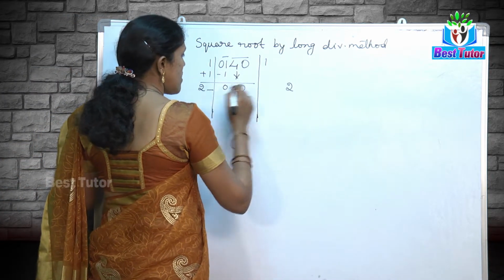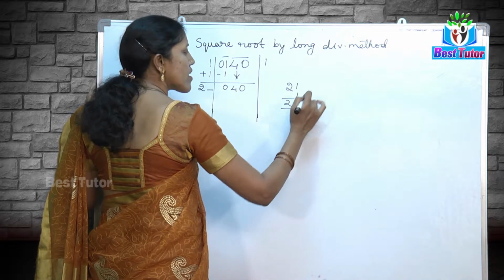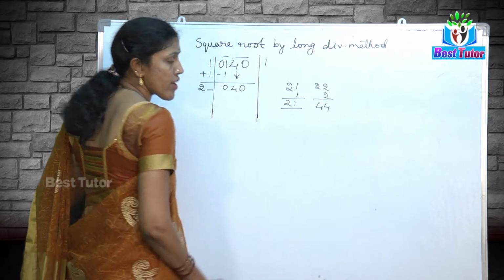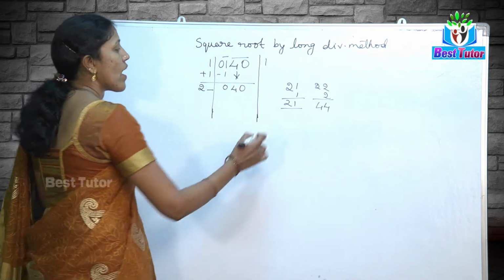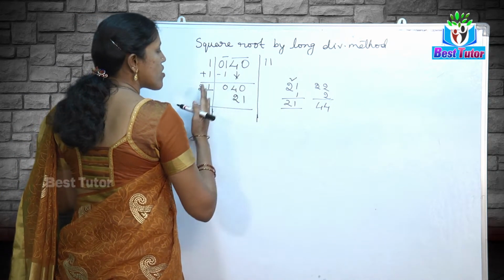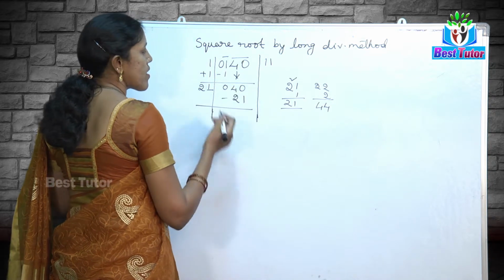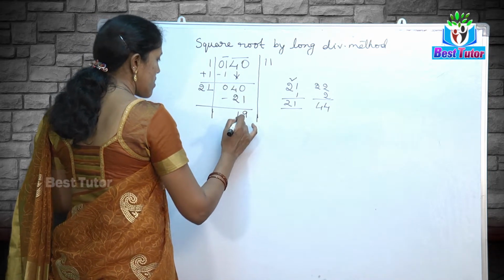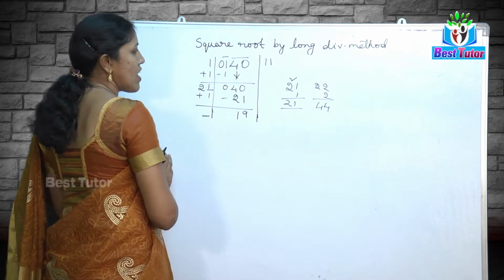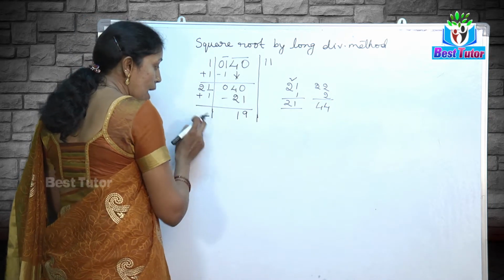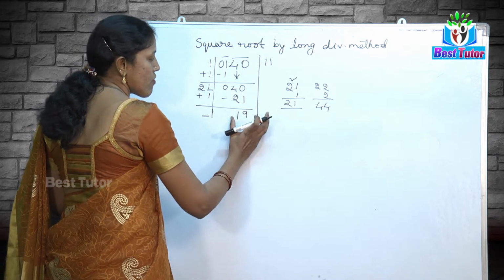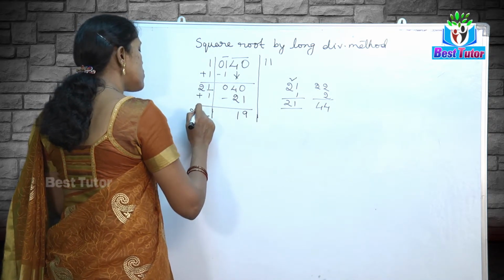Here 21 1s are 21, okay. 22 2s are 44, which is going to be bigger than this. So I have to choose only 21. 21 1s are 21. Then towards the right side of the line we need to subtract. 40 minus 21 is going to be 19. Plus 1, 21 plus 1 is 22. Remember, we have to leave the ones digit blank because I am going to make a choice here. We need to choose a digit which is going to be suitable for the given number. So it's going to be 22 and a blank.